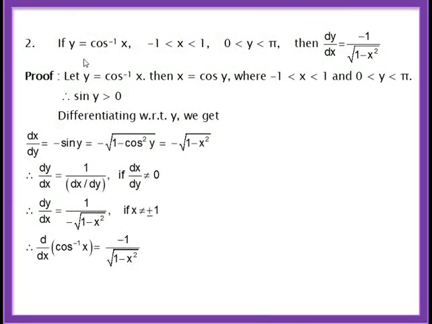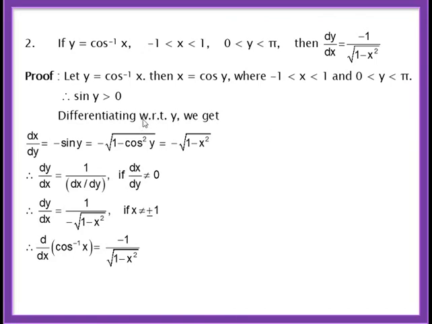Then the second one, if y equal to cos inverse x, then what is dy/dx? It is minus 1 upon root 1 minus x square. Let y be cos inverse x, then x equal to cos y. We know that 0 less than y less than pi. Similarly, x lies between -1 and 1. Now in first and second quadrant, sin y is greater than 0.